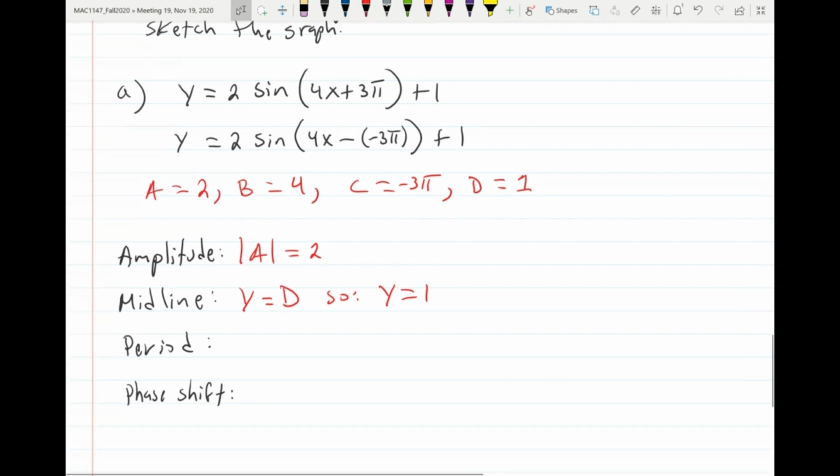All right? So how about the period? What's the period? The period is, remember, 2 pi divided by b. So in this case, the period is going to be 2 pi over 4 or pi over 2. Questions on finding the period? So it means the length of our main cycle is going to be pi over 2. That's what this means. Okay? The length of our main cycle is going to be pi over 2. You okay with this?